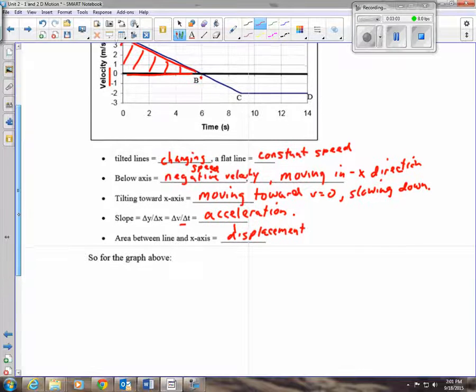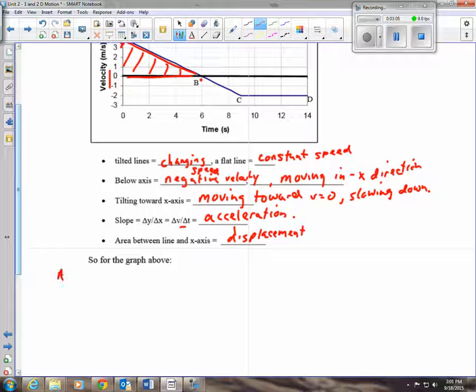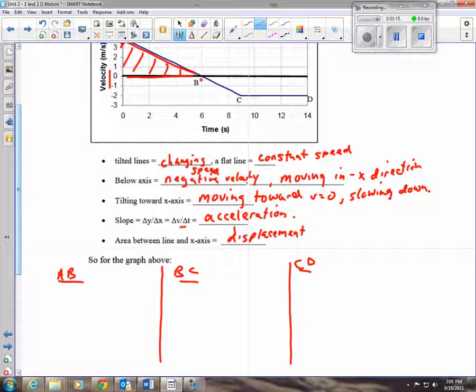All right, so we'll do this example using this graph. So we're going to look at A to B, and then we're going to look at B to C, and then we're going to look at C to D. Okay, A to B. When I'm going from A to B, what do I know about it? Let's just try to figure out what it's doing first before we can do math with it. So it's tilting, so I know it's changing speed. Okay? If it's changing speed, I got to figure out speeding up or slowing down. So in this case, the velocity is going from 4 to 0. So I'm going to say it's slowing down.